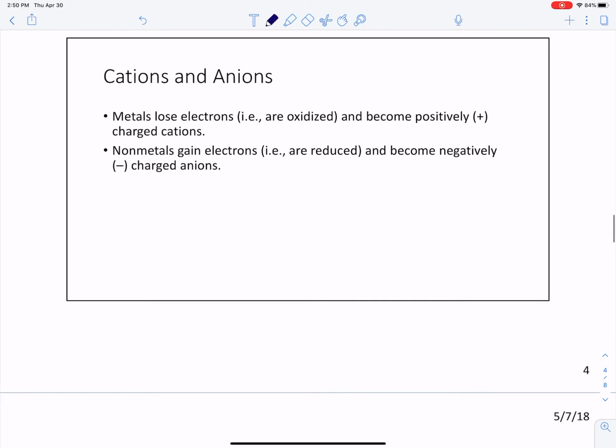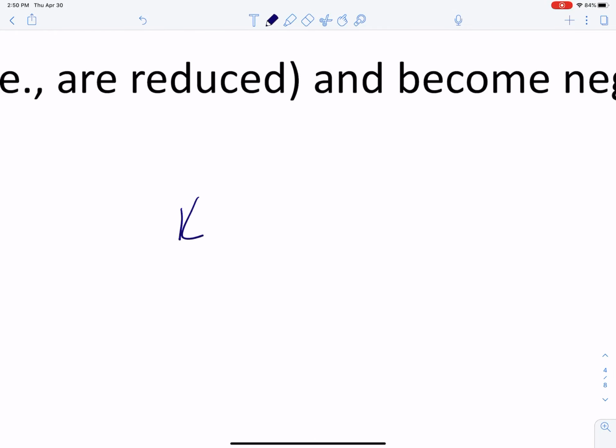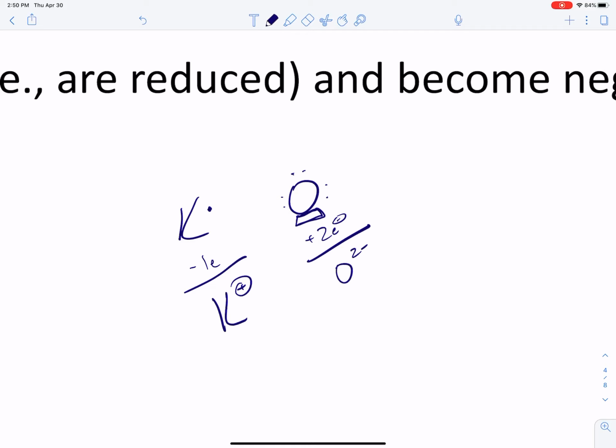So for instance, what happens with potassium and oxygen? Well, we know that potassium has 1 electron to give, right? So it needs to lose its 1 electron, right? So if we do minus 1 electron, what do we end up with? We get a potassium that has a positive charge. We have an oxygen over here that looks like this, right? So we need 2 electrons over here, don't we? So we need plus 2 electrons. When that happens, we end up with an O2 minus.